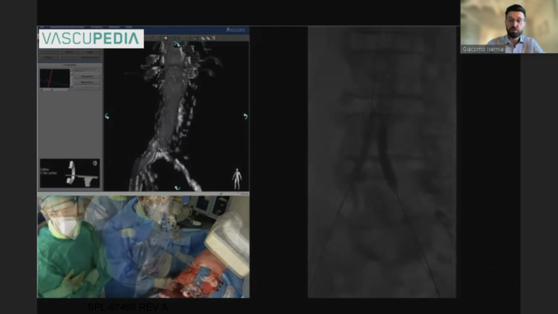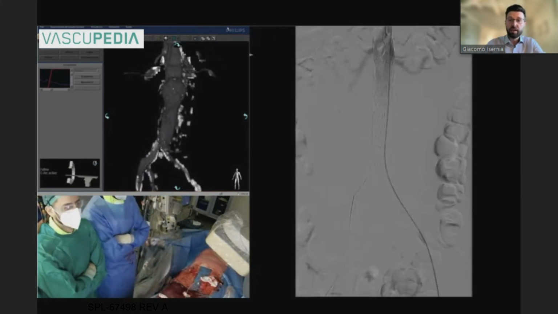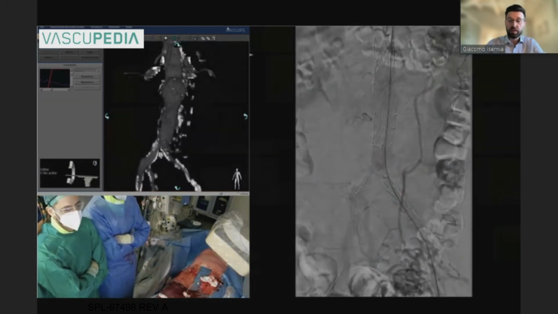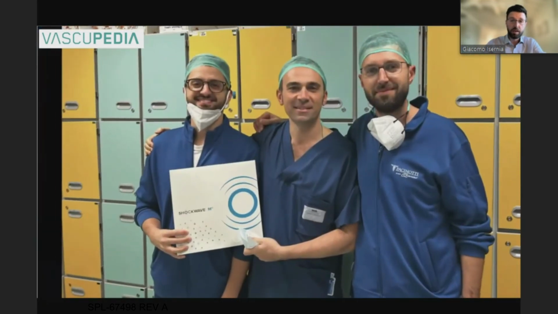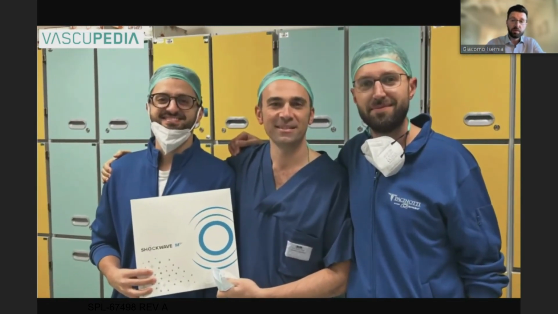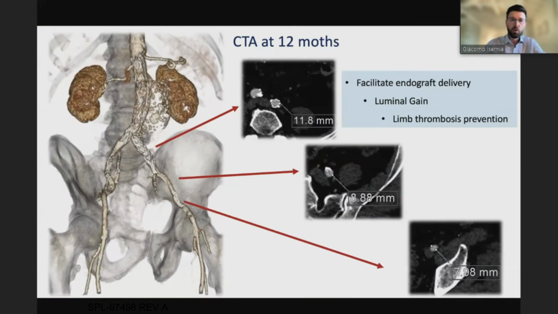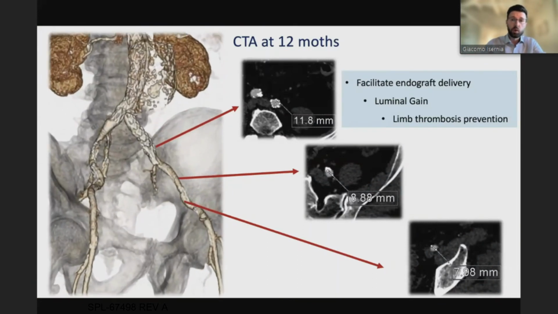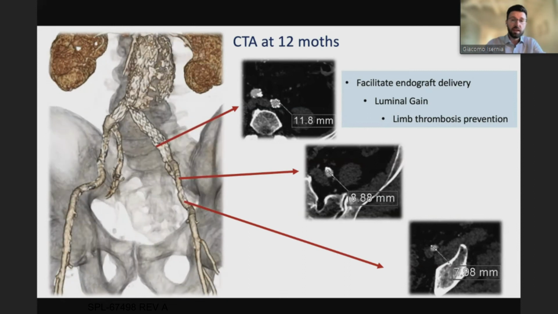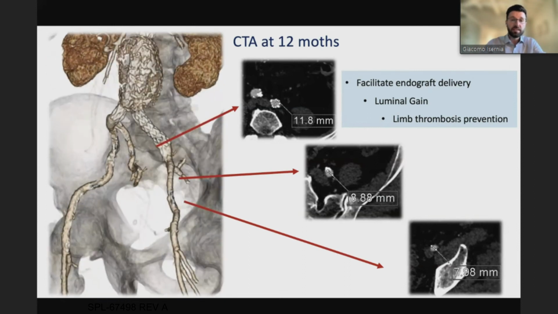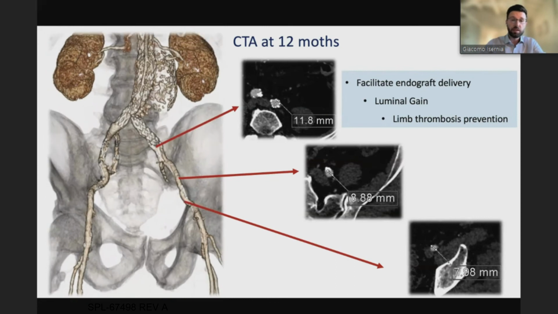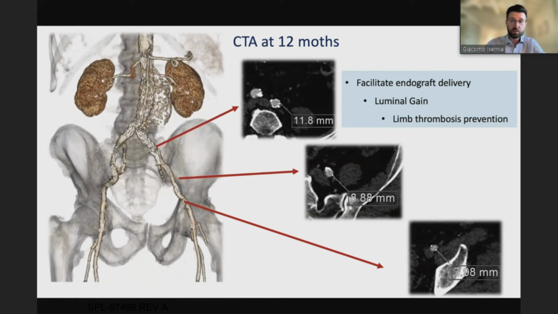We completed the procedure with a kissing balloon maneuver, and this is the angiogram with a brisk flow inside the common femoral artery. This is the first case we have done, 1 year so far, and thanks to Stefano for proctoring us during this case. We performed a CTA at 12 months, and this is the result with a nice patency of the limb, 11 millimeter at the level of common iliac artery, and 7 millimeter at the level of the external iliac artery.